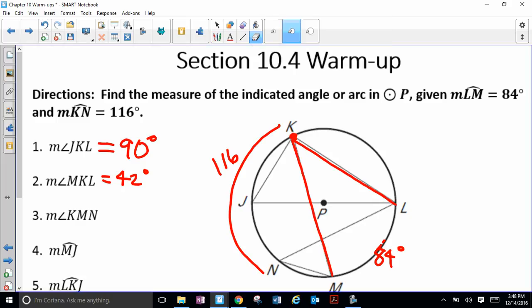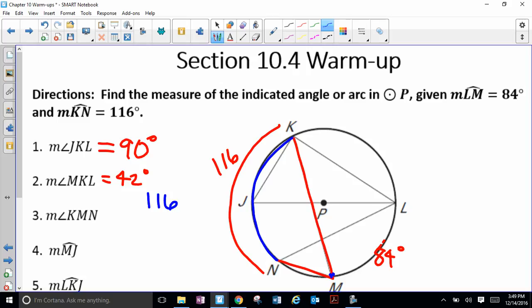Okay, so next we want to find KMN. So KMN. So notice its arc is KN right here, which we knew from the given is 116 degrees. The vertex for this angle is on the circle. So I take 116 and divide it by 2. So what does that give me? 58 degrees.